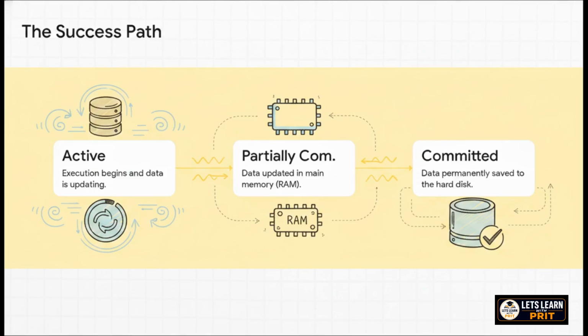Processing is happening. Then, when the database updates in the main memory, like the RAM, saying the item is sold, it moves to the partially committed state. Pay close attention here. It's called partially committed because the data hasn't been permanently saved to the hard disk yet. But once that data is permanently written to the hard disk and your order is rock-solid confirmed, the system slides right into step 3, the committed state. Boom. Transaction done and successful.